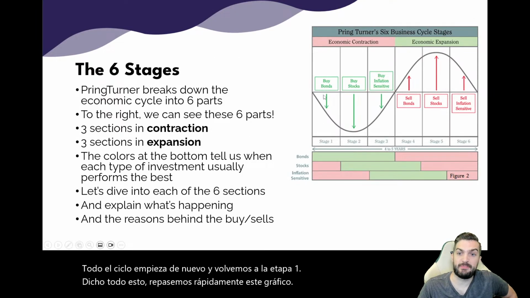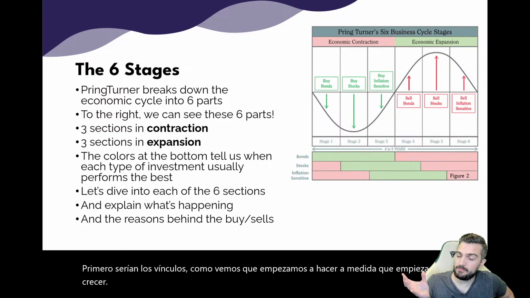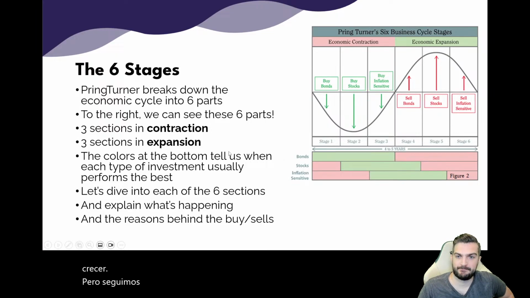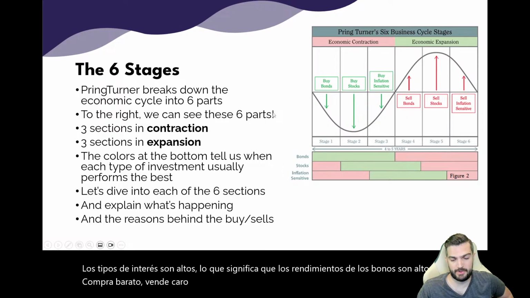First, it would be bonds, as we start to see growth begin, but we're still on our way down. Interest rates are high, which means bond yields are high. Buy low, sell high for stocks. Stage 2, stocks are low, we would buy into stocks.